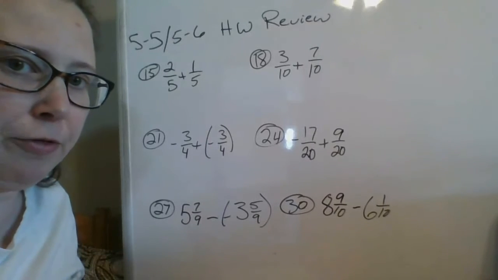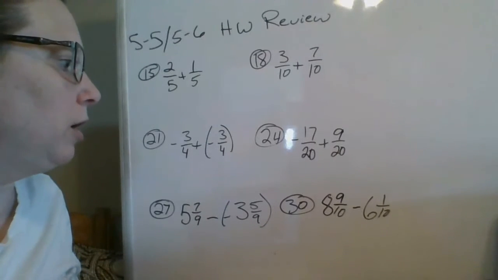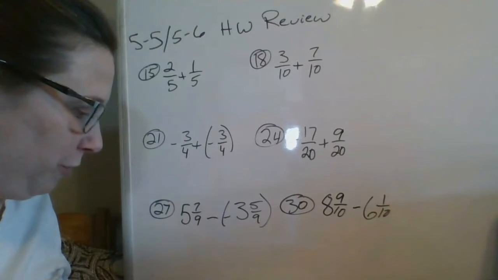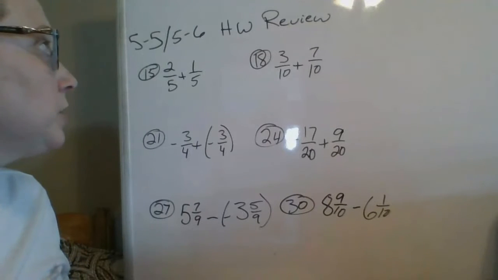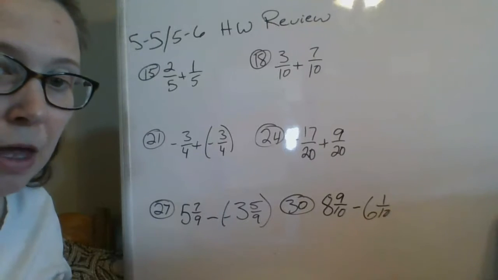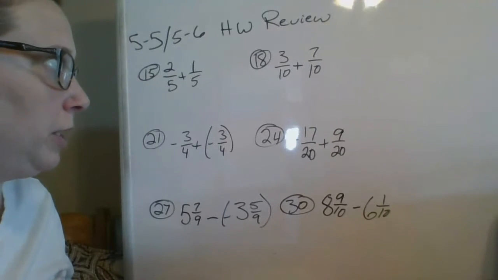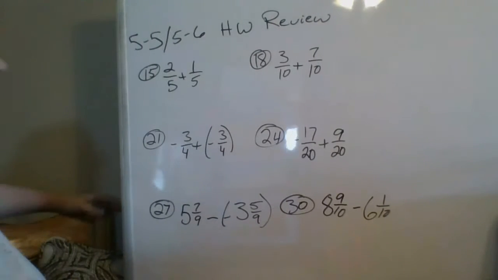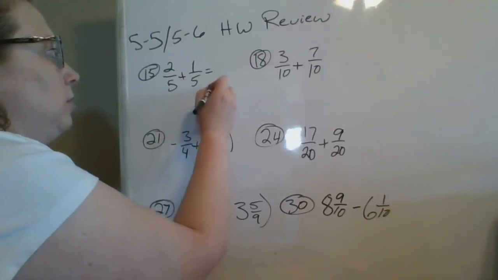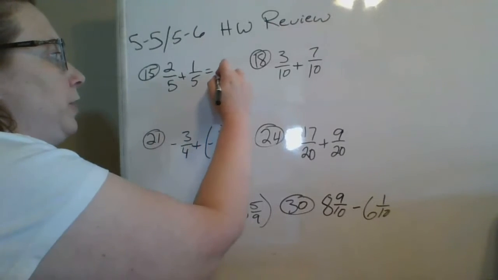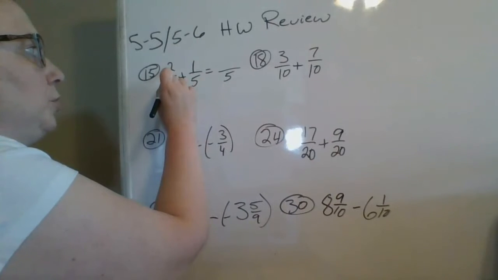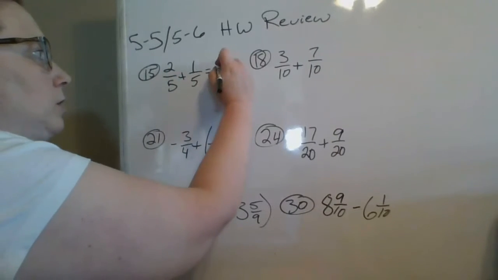Okay, so here we are with the 5.5.5.6 homework review, 18 questions as promised, and we begin with number 15. The directions here just said to find the sum or difference and write it in simplest form. We have all the same denominators on these problems, so we can go ahead and add or subtract, whatever we need to do. Our fractions here are broken into fifths, so our answer is also going to be in fifths. And we add our two numerators, so we say 2 plus 1 is 3.